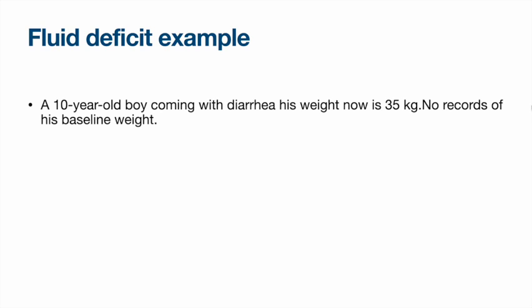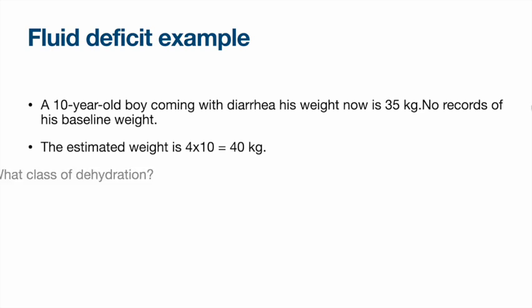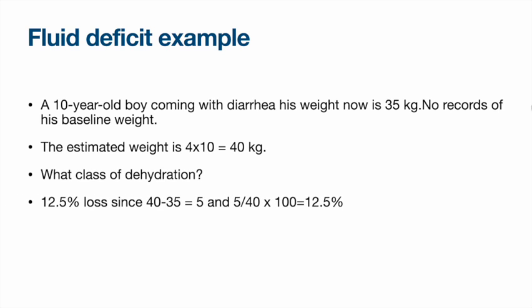But the proper way to do it is to first answer the question about what's the estimated weight of this patient for his age. Since he's more than 5 years, we will multiply his age in years by 4, so his estimated normal weight is 40, and he is 35, so he lost about 5 kilogram. And the second question that should pop into your mind is, what class of dehydration is this? To answer that question, you need to find the percentage of the fluid loss. So he lost 5 kilogram of his weight, and you divide that by 40, you get 12.5%.